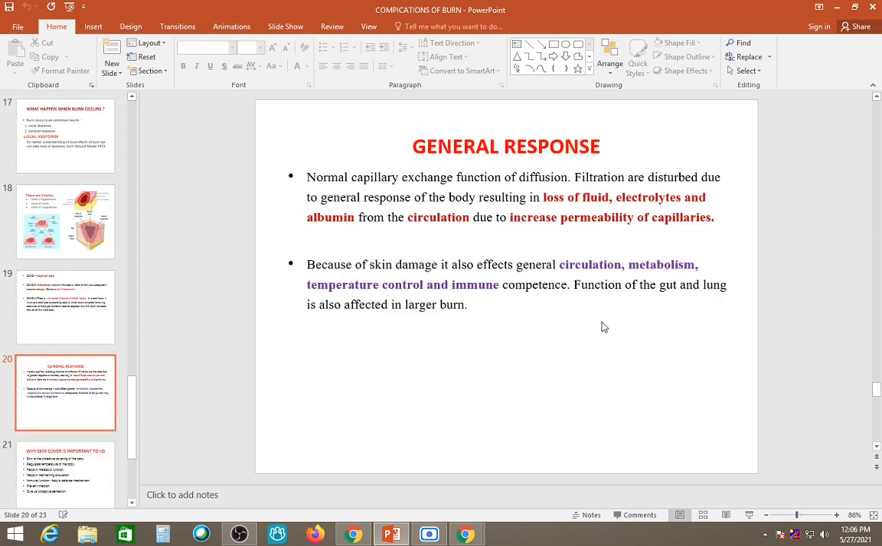The general response, this is just for understanding. I'm trying to add this point. The normal capillary exchange function is affected. This is why it's happening. Because of fluid loss, once fluid is lost, electrolyte imbalance will come. Then with electrolyte imbalance, not only fluid loss, there will be changes in the albumin level in our body. The circulation also will change due to increased permeability of capillaries. Because of the skin damage, it also affects circulation, metabolism, temperature control, immunity, all will change. The function of the gut and the lungs is also affected in larger burns. That's why you have seen the physiological changes. Lungs are affected, hemodynamics are not stable, everything can change.